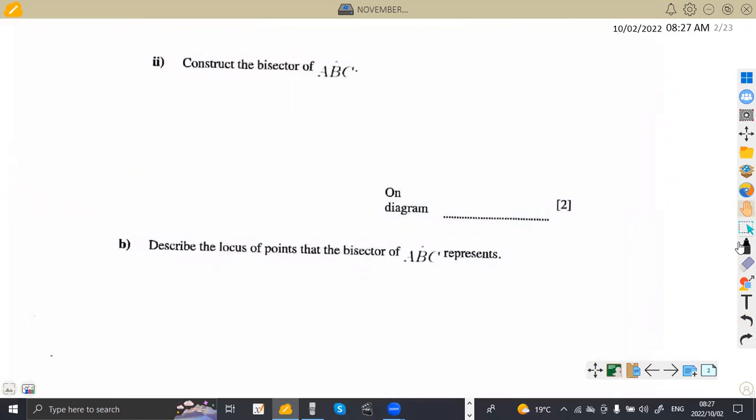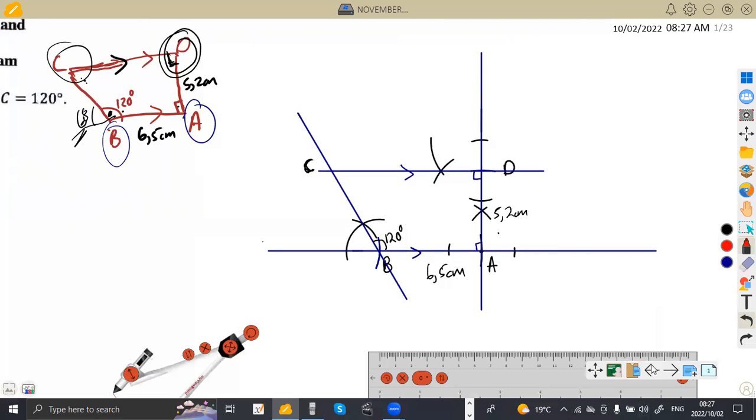Construct the bisector of ABC. So the bisector of ABC, that is your bisecting angle. We are dividing ABC into 2 equal parts. So guys, I talked about bisecting an angle. So let us go to B, ABC. We bisect that angle B. All right, let's see. This is our angle B here of 120.